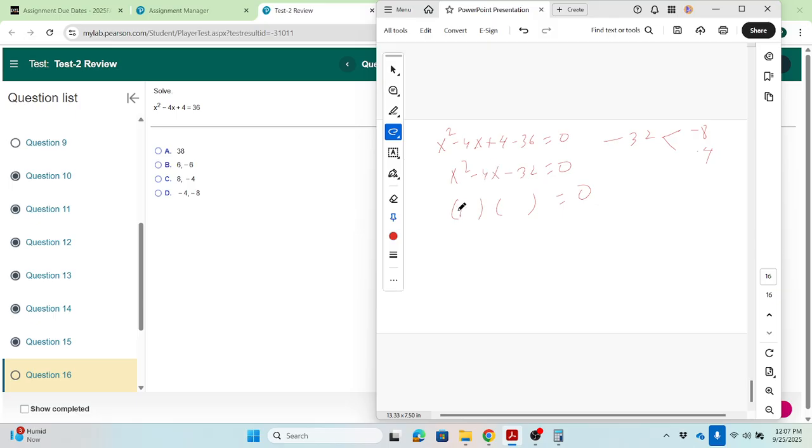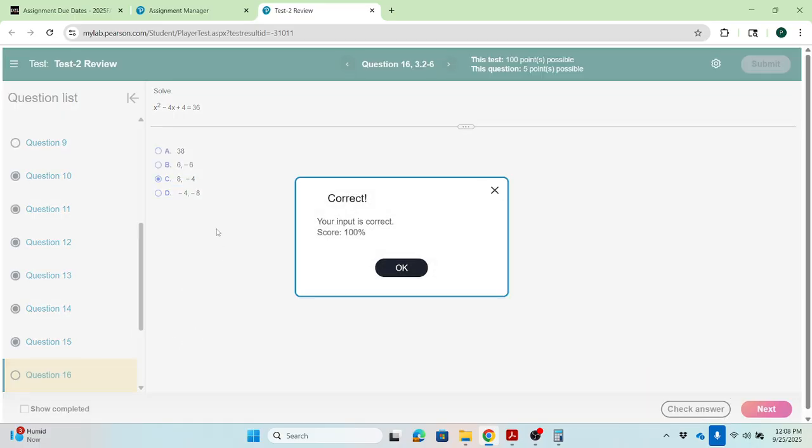So it would be x minus 8 and then x plus 4. This minus 8 is coming from here, plus 4 is coming from here. Make sense? So the answer is x minus 8 equals 0, x plus 4 equals 0. So x equals 8 and x equals negative 4. So these are the two options, negative 4 and positive 8. This is the answer.